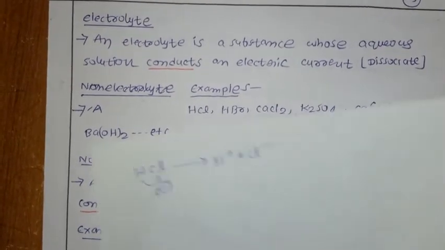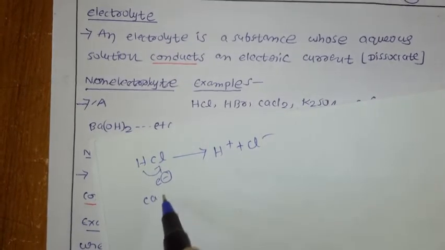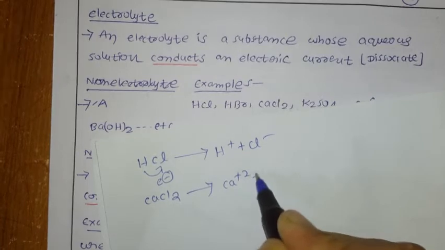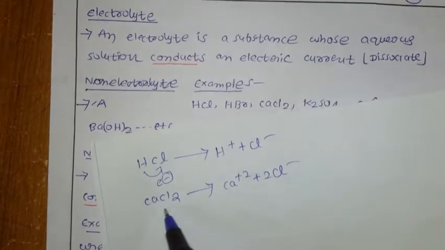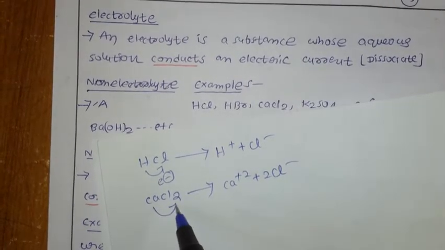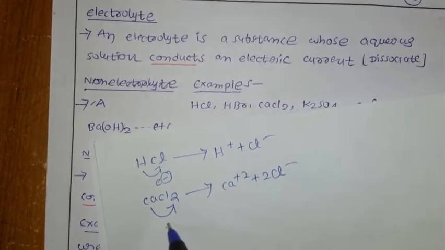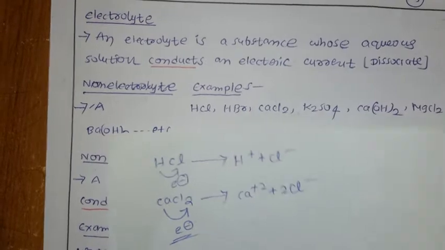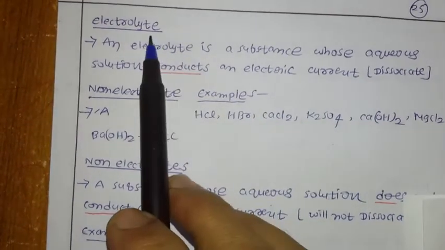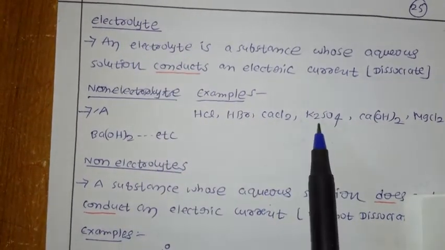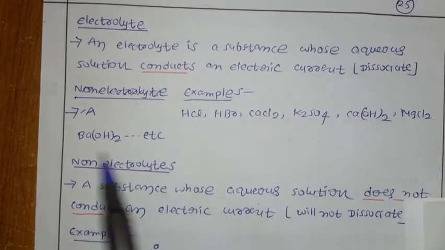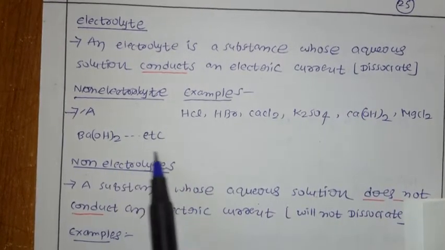For example, calcium chloride again ionizes as Ca2+ and 2Cl-. Here the electron flows from the calcium to chlorine, so this is a flow of electrons, and they conduct electric current. Such types of compounds are called electrolytes. We have examples like potassium sulfate, calcium chloride, magnesium chloride, barium hydroxide, and many more.